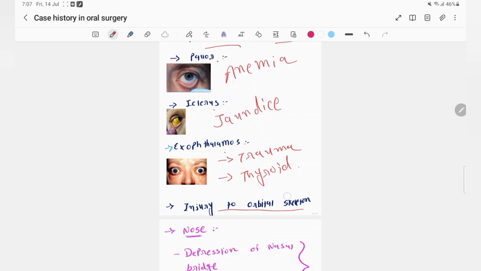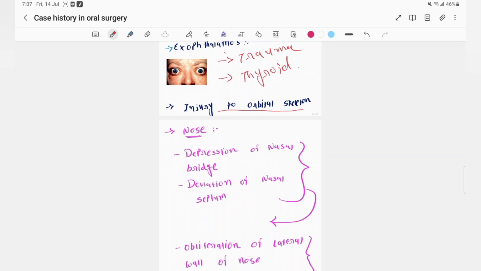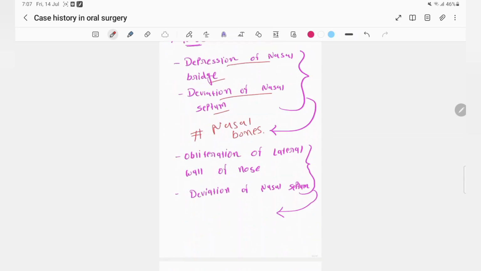Okay. Now moving to the nose. If there is any depression of the nasal bridge or deviation of the nasal septum, it is indicative of fracture of the nasal bones. Other than this, if you find obliteration of the lateral wall of the nose and deviation of the nasal septum, it is indicative of tumors of the maxilla or maxillary sinus or nose.